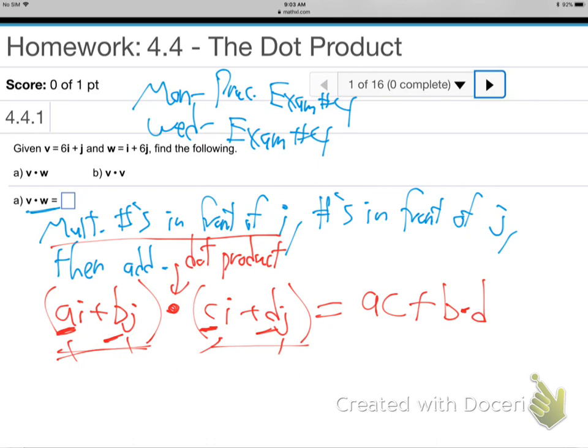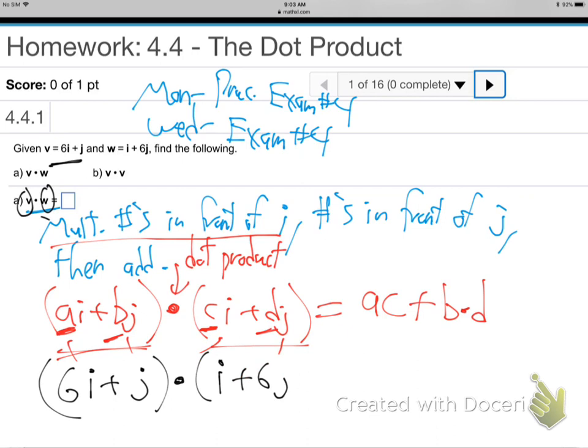So they're saying take vector v and dot it, dot product, a special way of multiplying, with vector w. So here's vector v, 6i plus j, dotted with vector w, which is i plus 6j. They're very similar vectors. That's funny. Anyway, good so far? So this is vector v dotted with vector w, as they told me right here. What is the dot product?